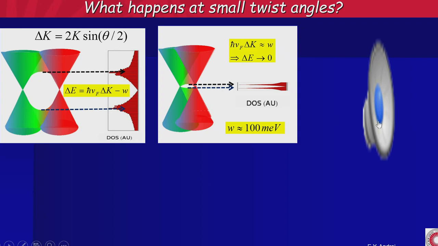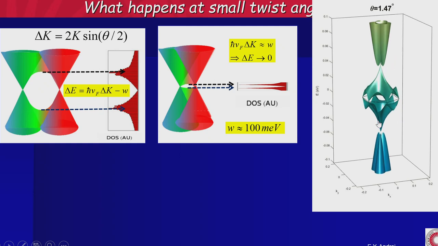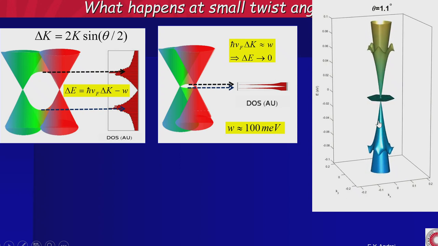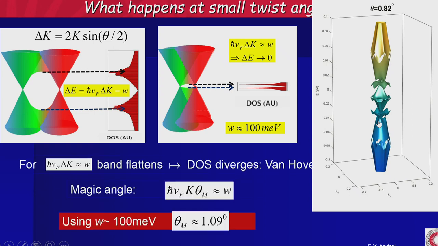Let me show you an animation of what's going on as a function of angle. So the angle is decreasing, and when W is exactly equal to ħ v_F ΔK, you get a flat band. And now you go to even smaller angles, it opens up again, and then again you're going to get a flat band. So a flat band happens when these things touch. And we really like flat bands in condensed matter because that's where correlations happen. So the magic angle is where these two touch. Now, we don't know exactly what W is, but if you take it from the tunneling in actual bilayers, people put in about 100 millivolts, and they get this magic angle of 1.09 degrees.